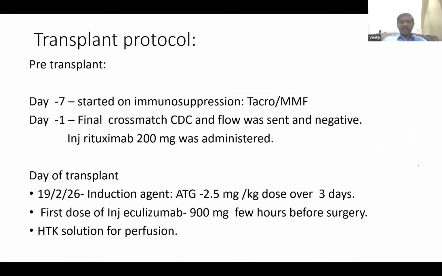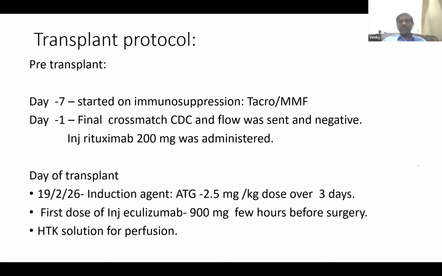On the day -7, we started him on immunosuppression with the Tacro and MMF, and we sent the final cross-match, which was negative on day -1. We also gave injection rituximab on day -1. So keeping in mind the DSA, and he had a low risk in the form of homozygosity, we don't want any rise in antibody titers in the post-transplant, especially in the immediate period, which could trigger a rejection, which can even trigger a TMA in low risk patients.